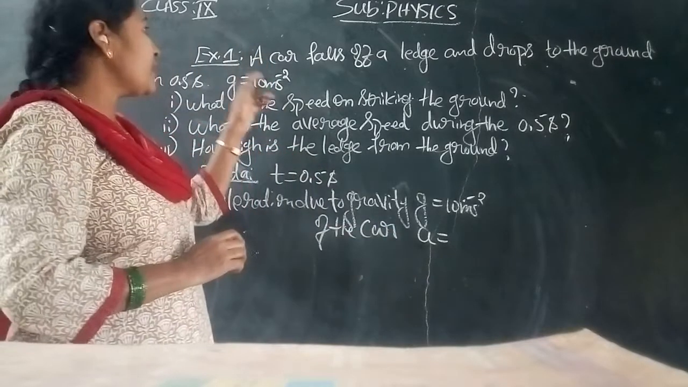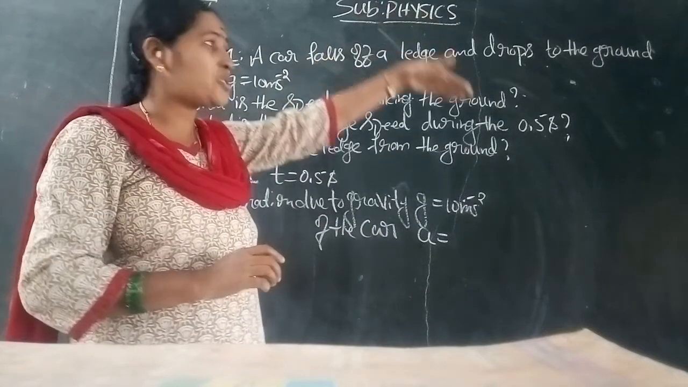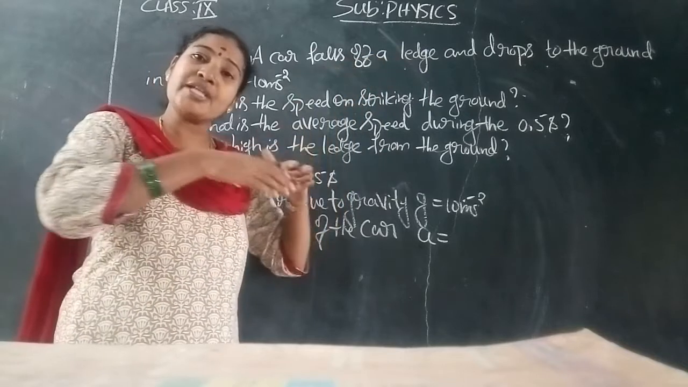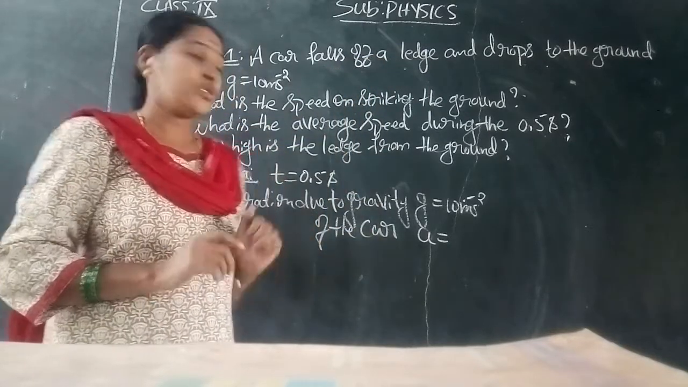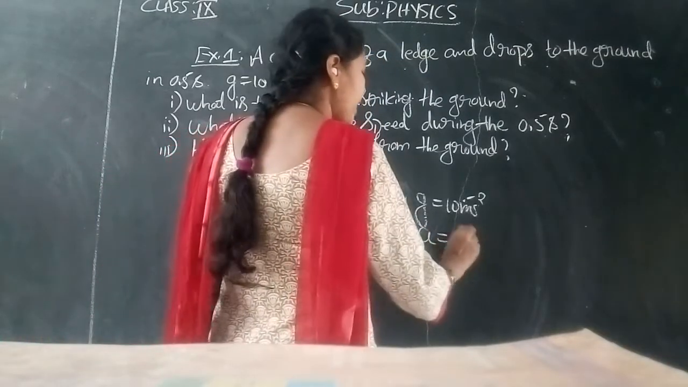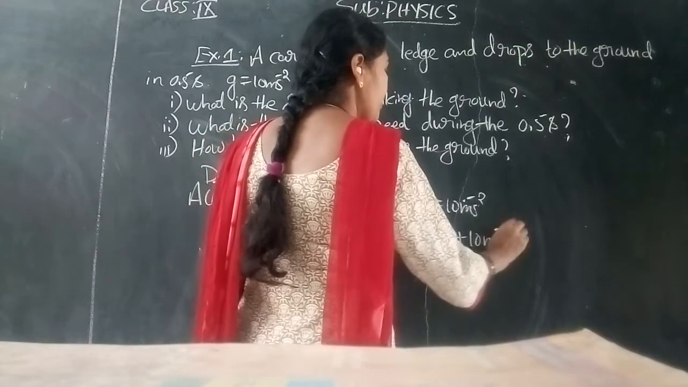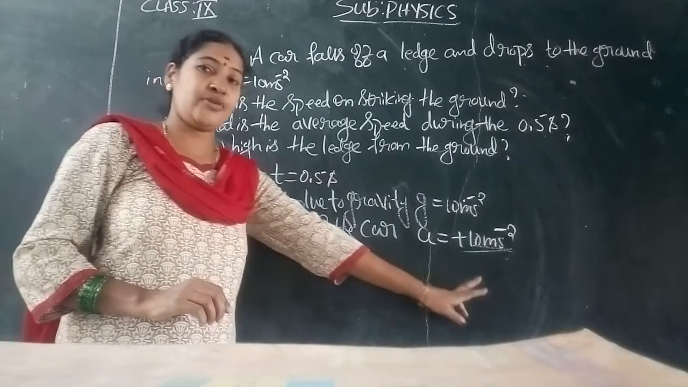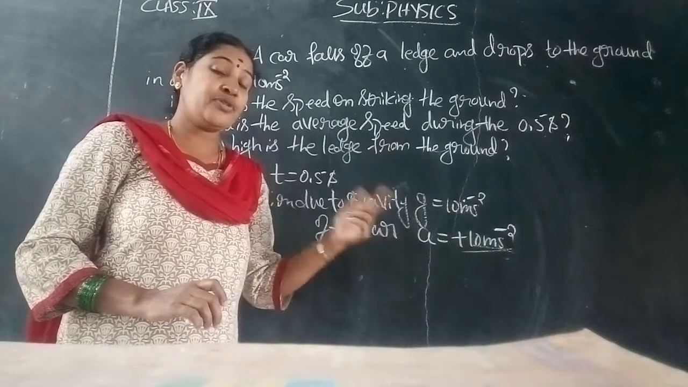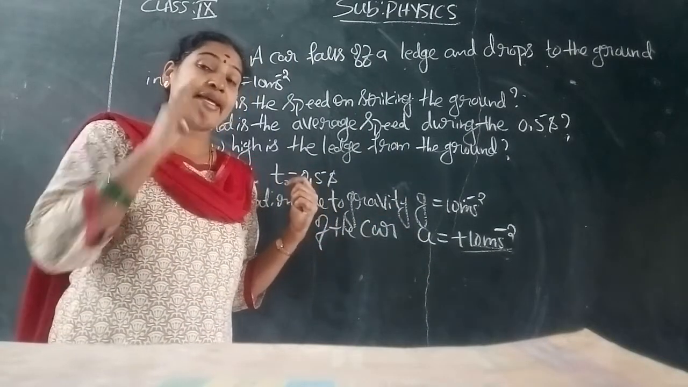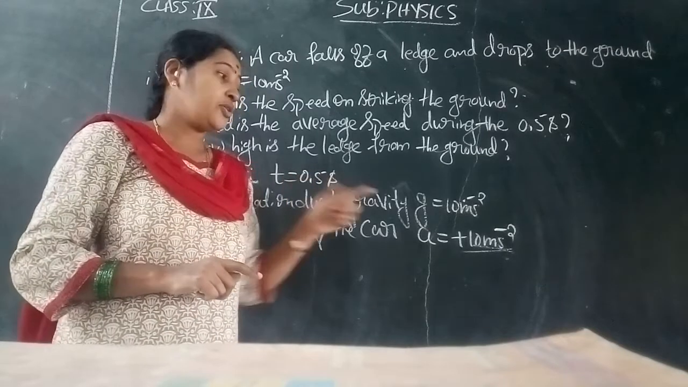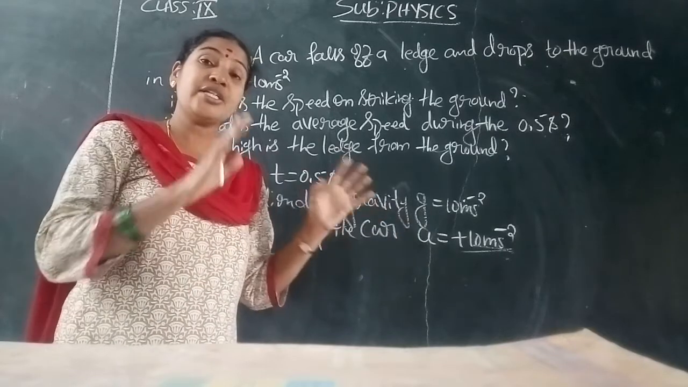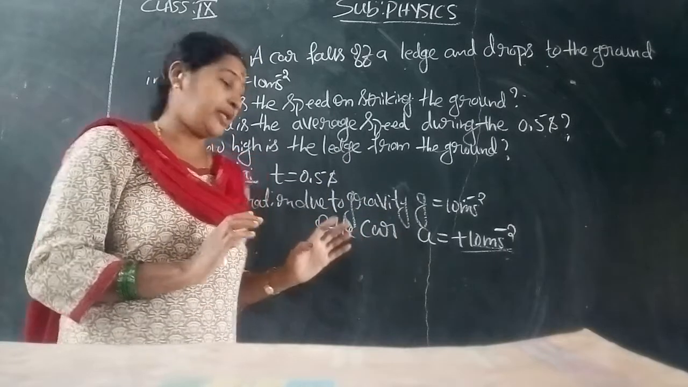So here a car falls off a ledge and drops to the ground. The acceleration is in the direction of the motion only. Therefore we have to consider a as plus 10 m s to the power of minus 2, positive. Okay children, have you understood why we consider positive? Don't get confused with the previous classes. There I explained about g, but here I am explaining about a, the acceleration of an object, not due to gravity.